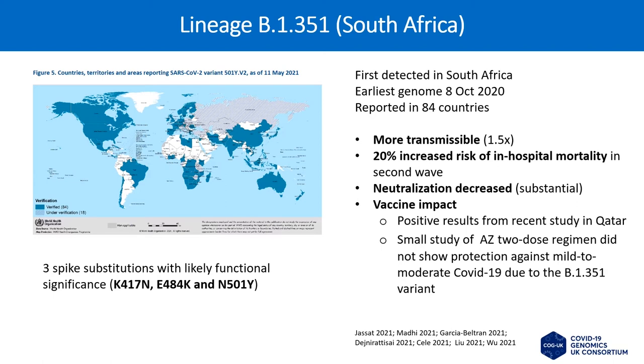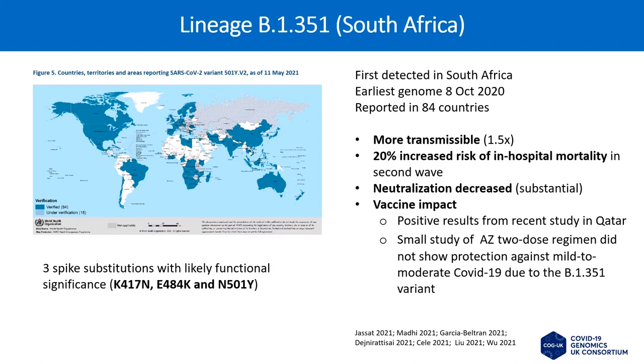What that means is that when the virus is mixed with antibodies from people with either natural infection or those induced by a vaccine, the ability to neutralize the virus and prevent it from attaching and being taken up into cells is dramatically or markedly reduced. However, the vaccine impact is not as substantial. And I think the good news from a recent study from Qatar, where there's a mixture of infections between B117 and B1351, has demonstrated that the Pfizer vaccine can reduce severe disease or death by 97.4% and actually reduce infection by 75%. And so the clinical real-world evidence suggests that vaccines continue to work for this particular variant.